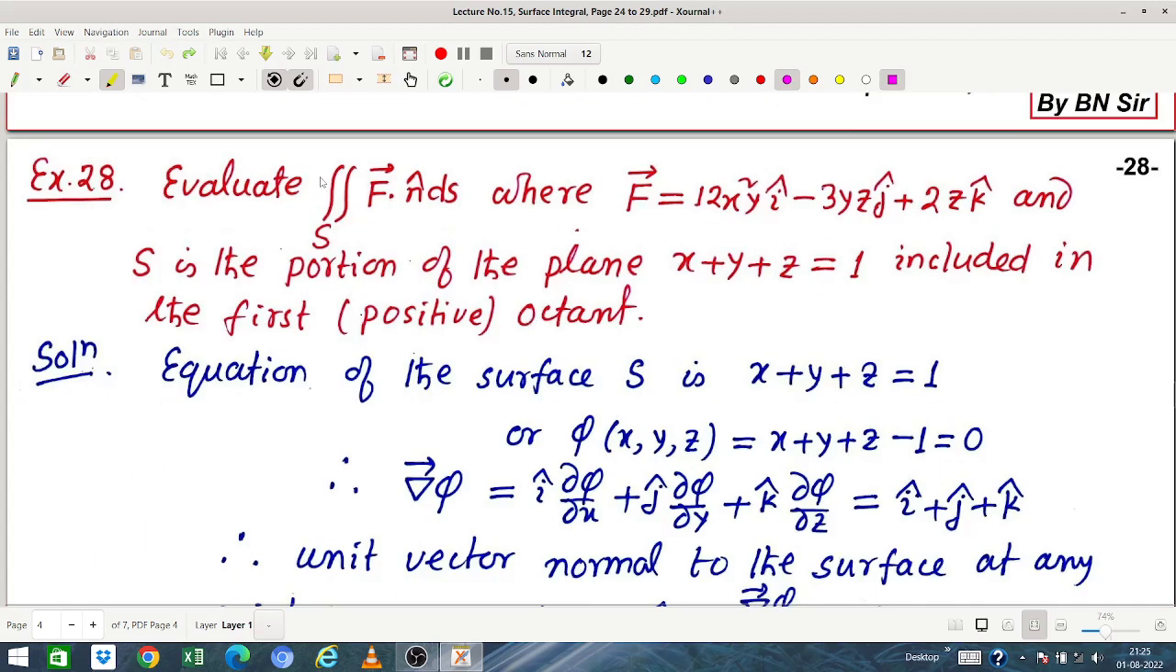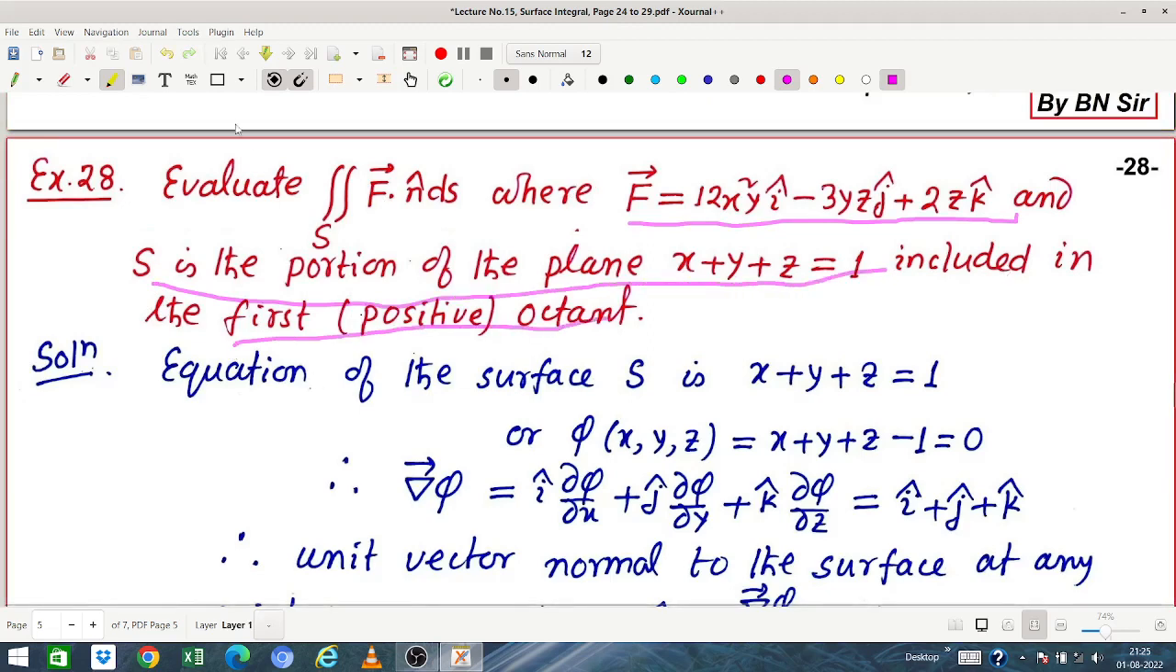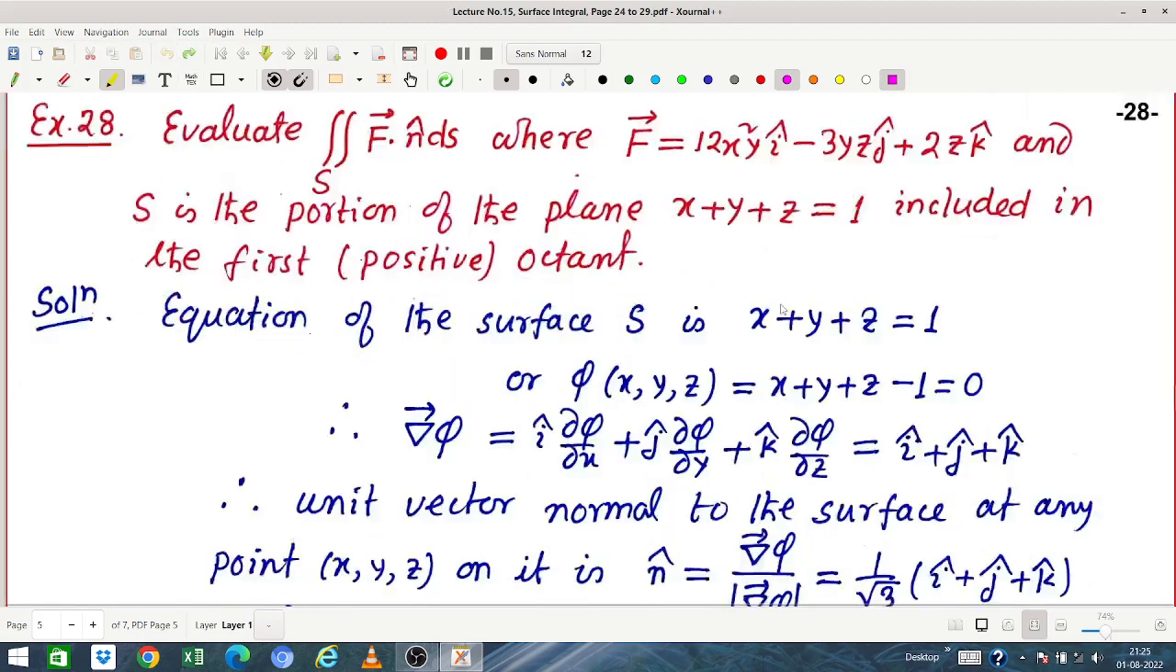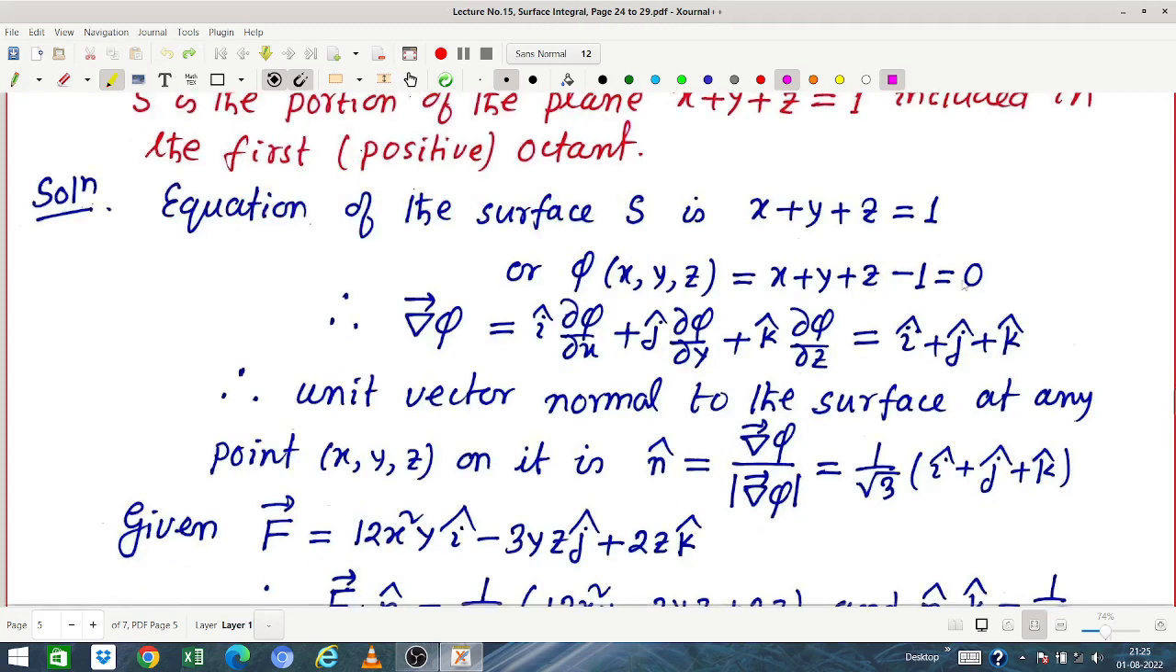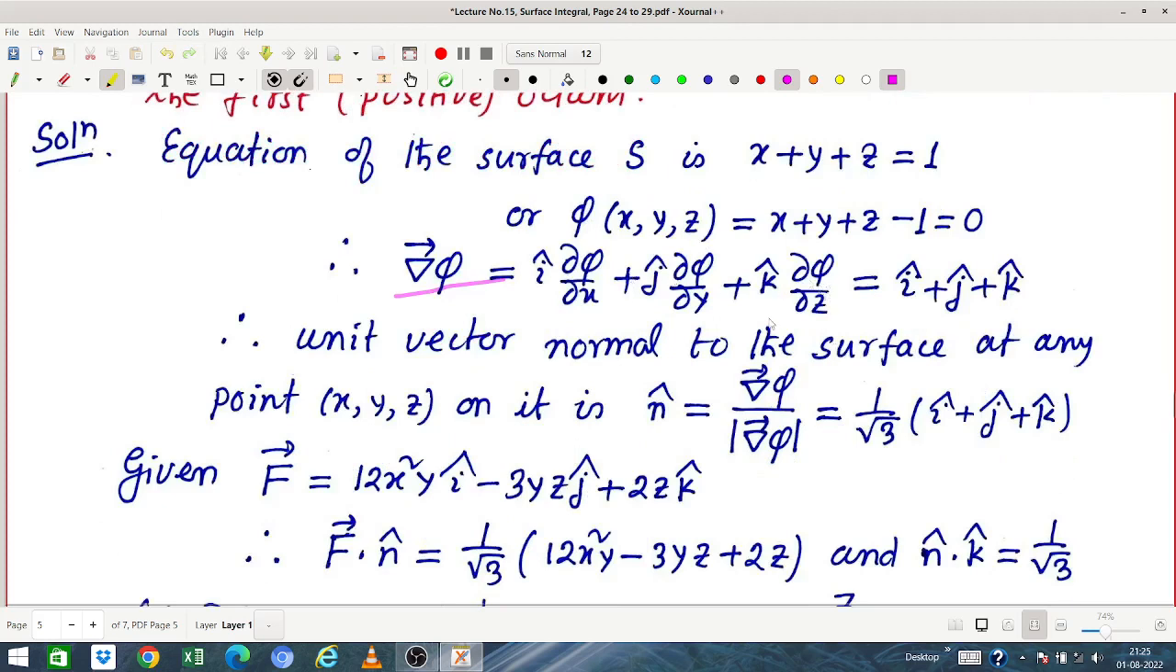Now the next example: evaluate the surface integral of this F vector, where F vector is this and S is the portion of the plane x plus y plus z equal to 1 included in the first octant, meaning the positive octant. So the equation of the surface is x plus y plus z equal to 1, so phi(x, y, z) equals x plus y plus z minus 1, which is 0. Now grad phi is i del phi/del x plus j del phi/del y plus k del phi/del z, the partial derivatives, so it is i plus j plus k, because the derivatives of x, y, z with respect to x, y, z respectively are 1, 1, 1.